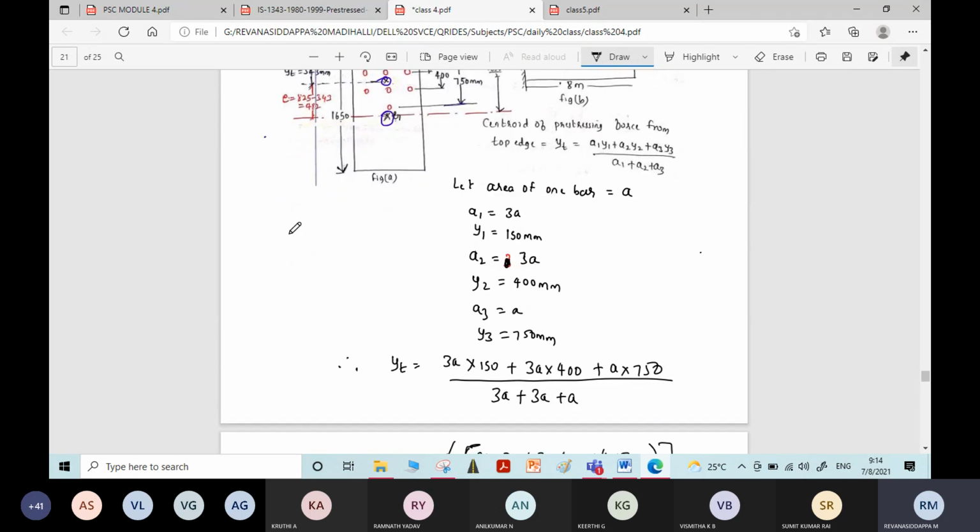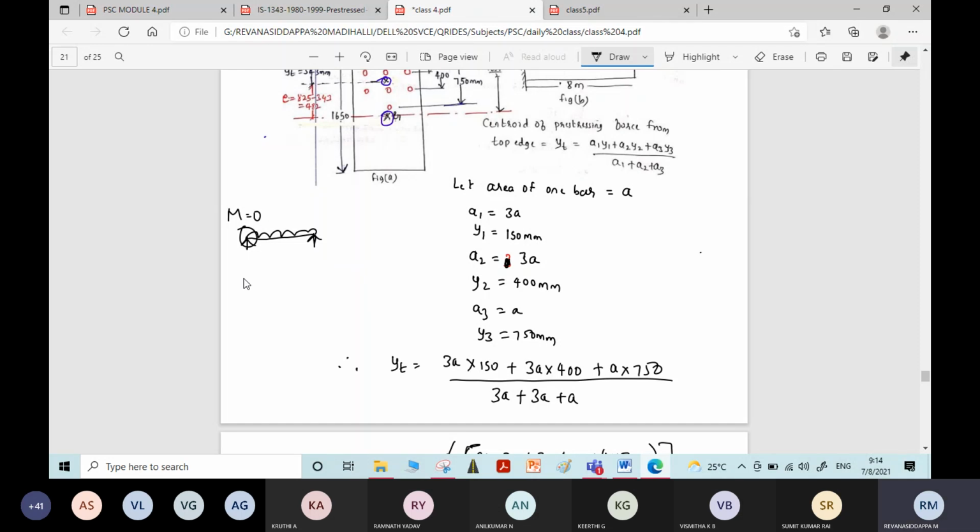For a simply supported beam, what is the moment at the support? Tell me. What will be the moment at the support if it is a simply supported beam? It will be 0.